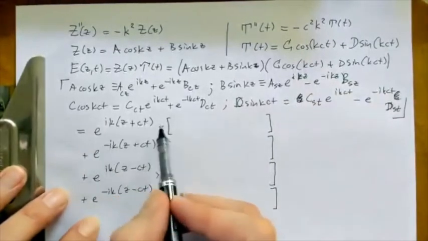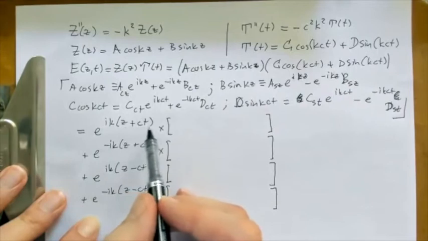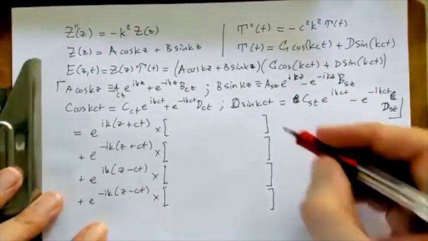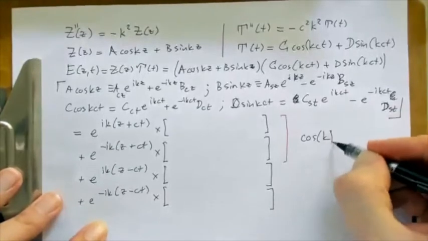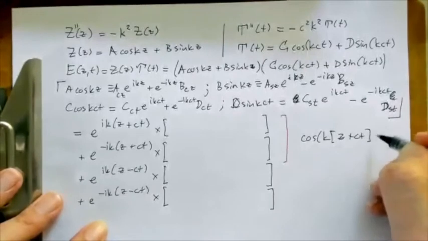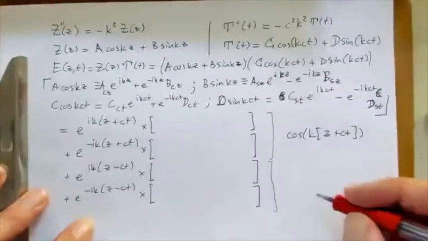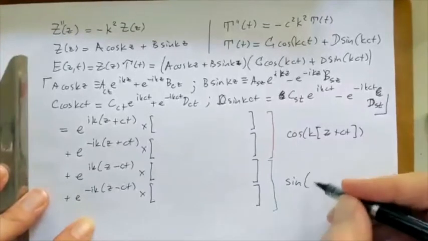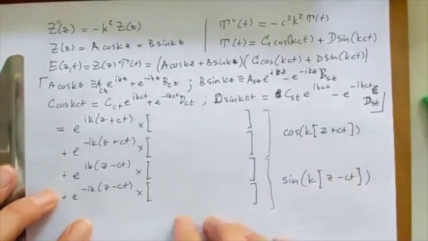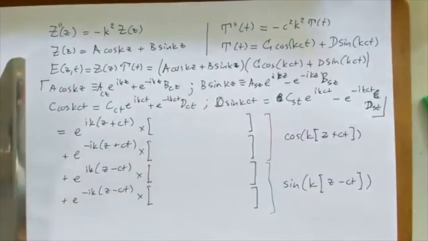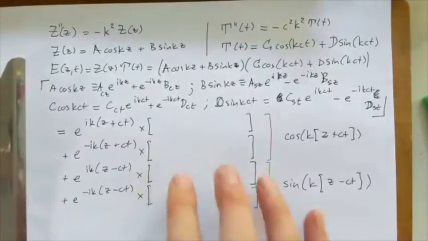So this part and this part together again look like a cosine that has kz plus ct in the argument. So these two together become a cosine, with k times z plus ct. And this one looks like a sine, if we get the right signs, and that is z minus ct. That was not a pun. Now we've combined them, so we've sidestepped the trig identities a little bit. We can work out what all of these are, but before we do that, I want to see which ones we want to focus on.